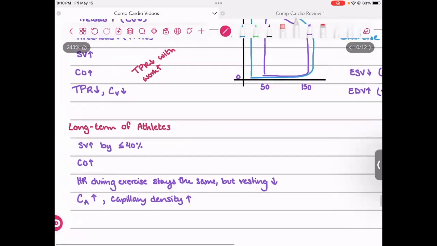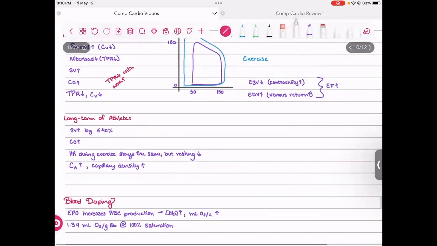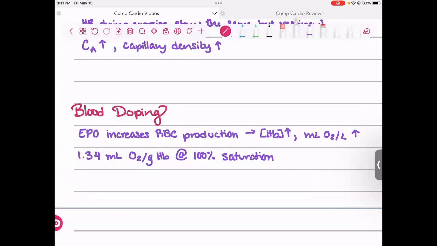For athletes in the long term, the stroke volume goes up by about 40%, or up to 40%. The cardiac output goes up, the heart rate during exercise stays around the same, but the resting heart rates go down quite significantly. And then arterial compliance goes up and capillary density goes up, as they have that increased oxygen need. In cases of blood doping, EPO, or erythropoietin, the hormone increases RBC production, red blood cell production, so your hemoglobin is going to go up, and then your milliliters of O2 per liter of blood are also going to go up. You have 1.34 milliliters of O2 per gram of hemoglobin at 100% saturation.